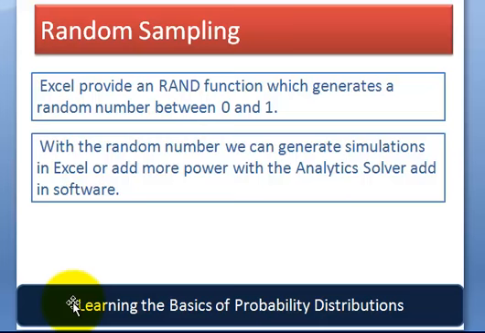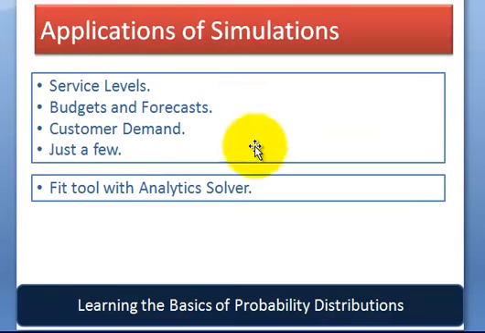So for uncertainty, we can explain the uncertainty of lots of business events or outcomes. The applications are just all over the place. It can be in service levels, budgets and forecasts, customer demands. And again, we go through a half dozen examples.